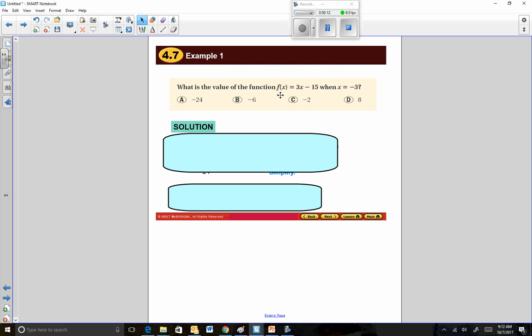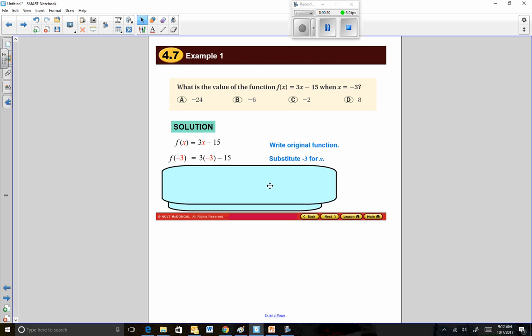First of all, what is this f of x business? Basically, that's the same thing as y. It's just telling you that it's a function, so they write it in a different format, f of x. And we're supposed to figure out what's the value when x is negative 3. So substitute the negative 3 in. That's all you have to do.